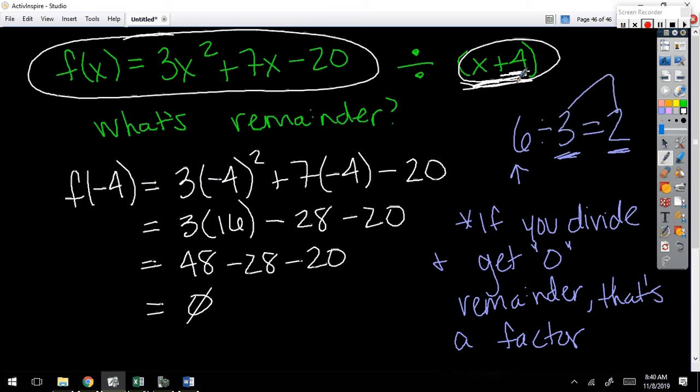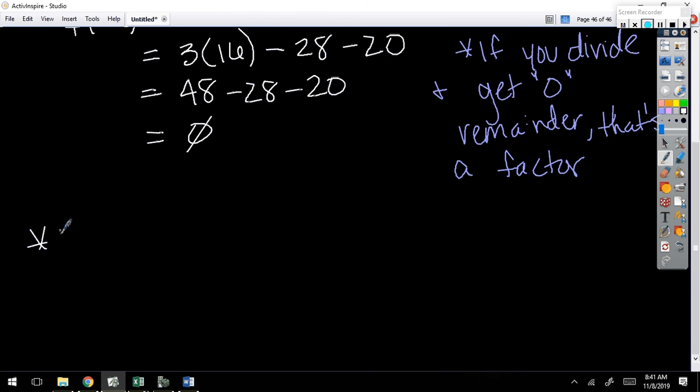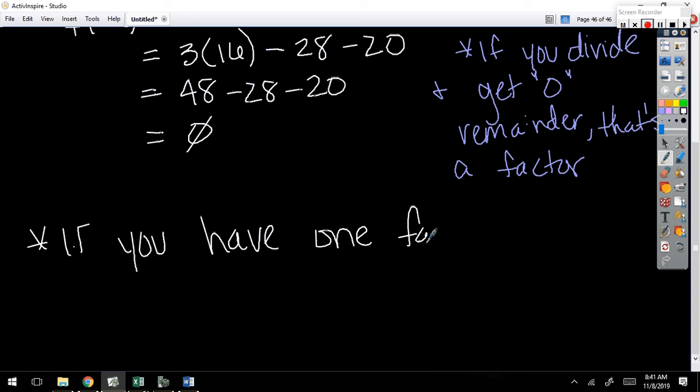We have been factoring a lot of polynomials. How might I find the other factor that makes up this polynomial? If I knew that 3 was a factor of 6, how do I find the 2? Divide. When you have one factor, you divide to find the other factor. So let's write that down. If you have one factor, divide to find the other factor.